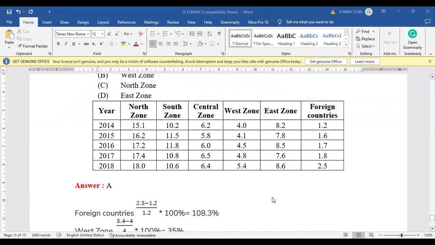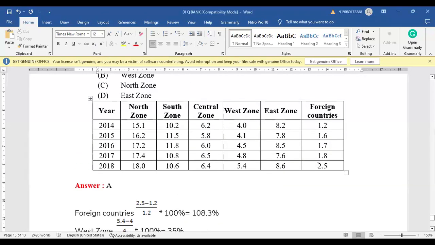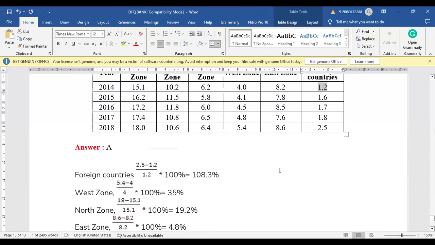Right? Let's move on. So foreign countries, okay, 2.5 in 2018 and in 2014, how much? 1.2. 2.5 minus 1.2 divided by 1.2 into 100 equal to approximately 108%. Okay, other zones we need to calculate, and you should think.